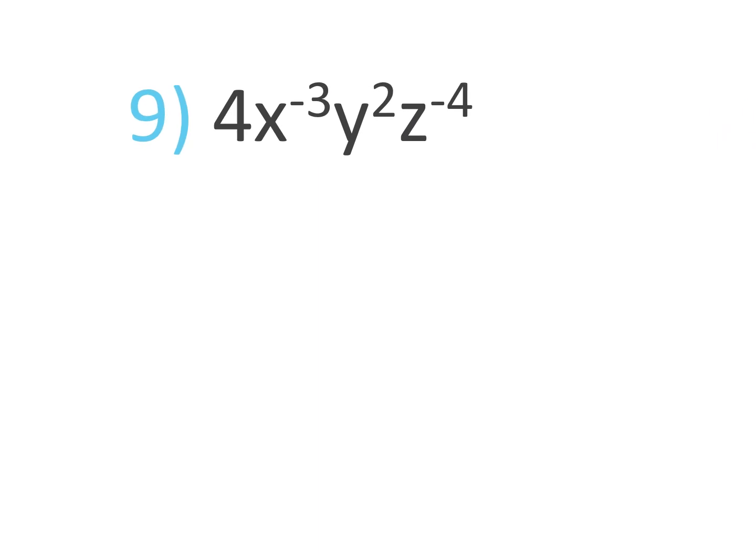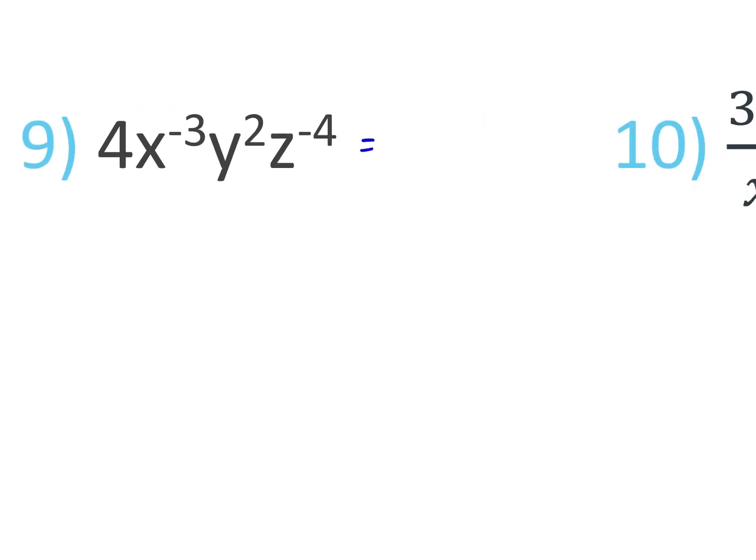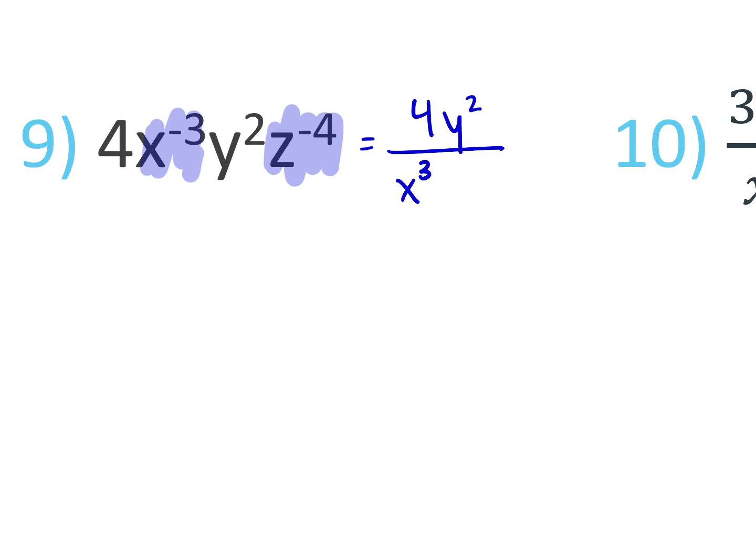All right, remember, I don't like negative exponents in my answer, so how can I make these negative exponents positive? Put them on the bottom. So I'm just going to take the negative ones and move them to the bottom. What should I do with the positive ones? Leave them on the top. So I have 4y squared on top, x to the 3rd power on the bottom, and z to the 4th power on the bottom. Can I simplify this anymore? Any questions there?